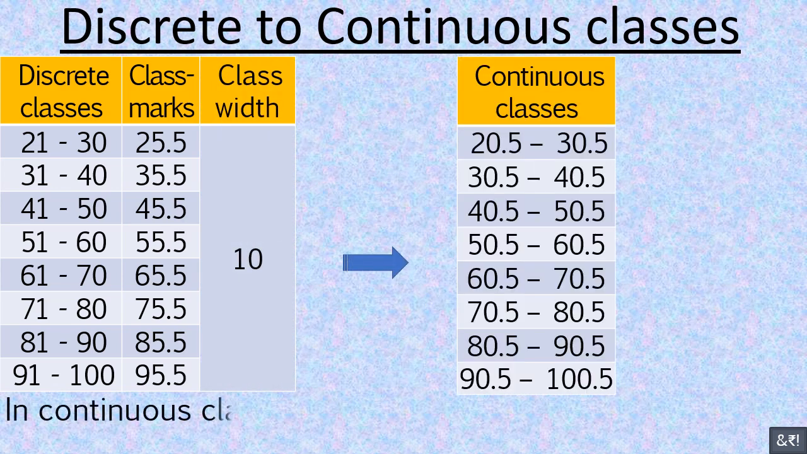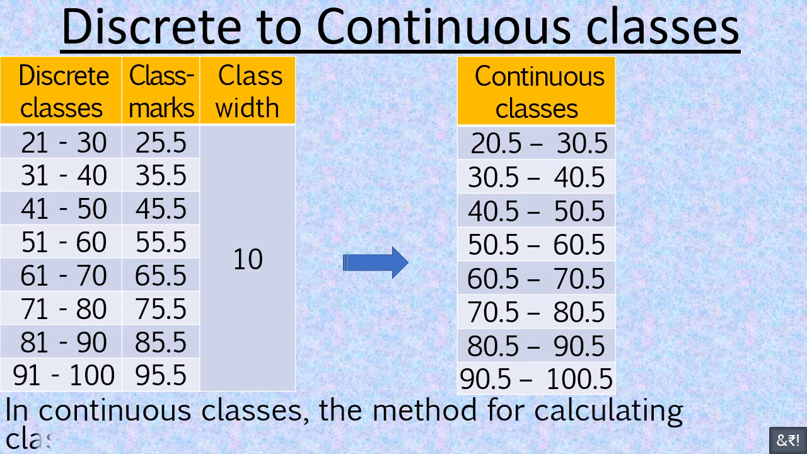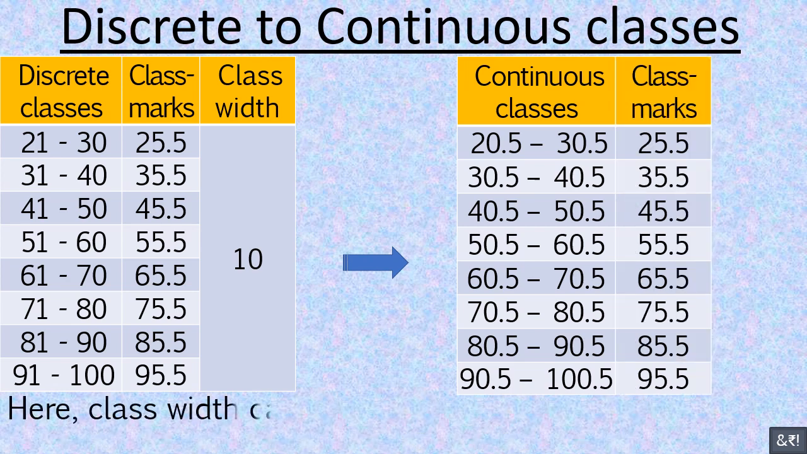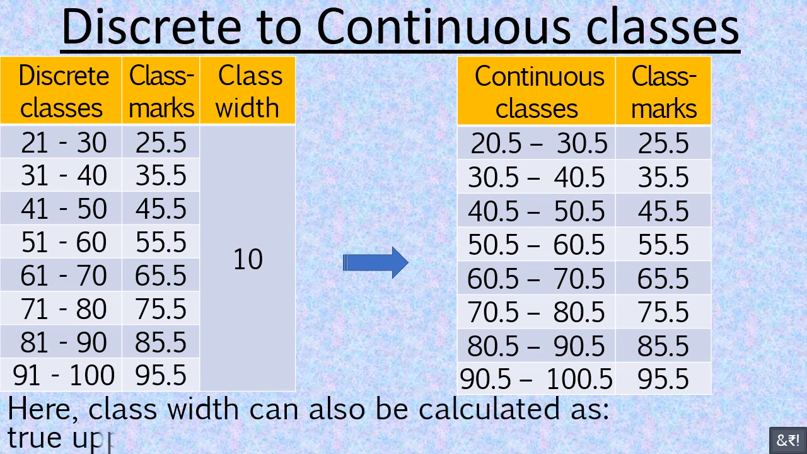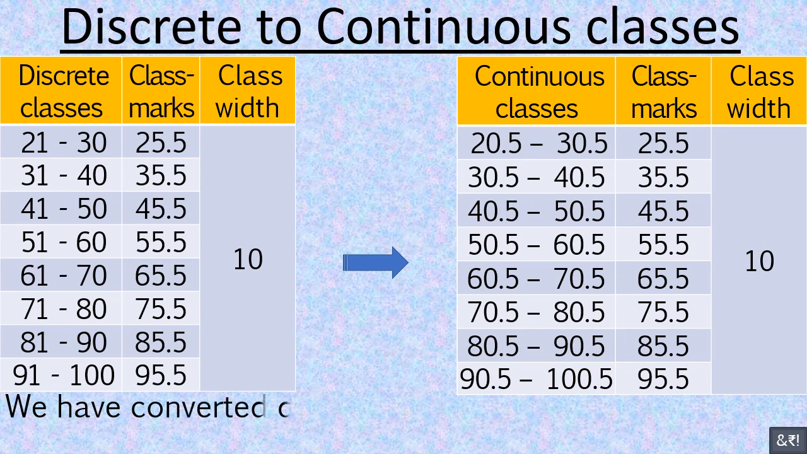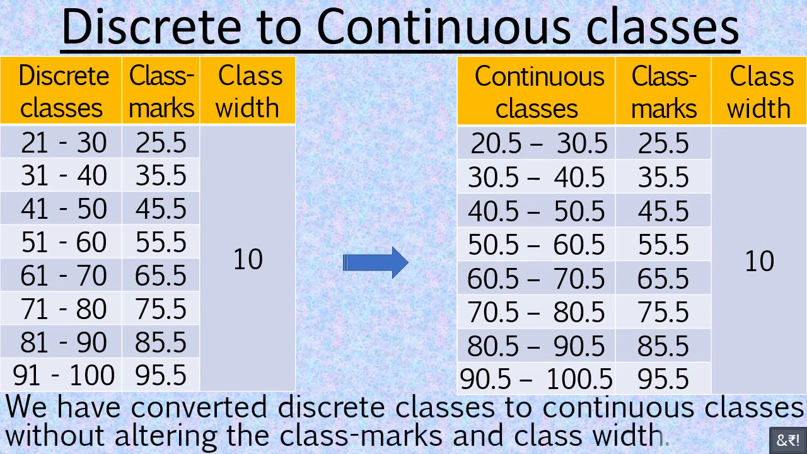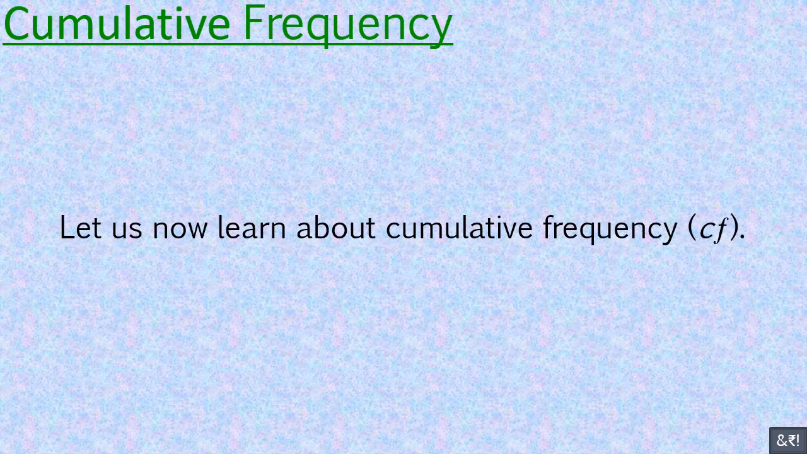In continuous classes, the method for calculating class marks and class width remains the same. Here, class width can also be calculated as true upper limit minus true lower limit of any class. We have converted discrete classes to continuous classes without altering the class marks and class width. Let us now learn about cumulative frequency, CF.